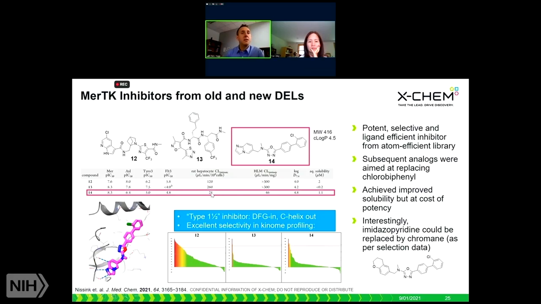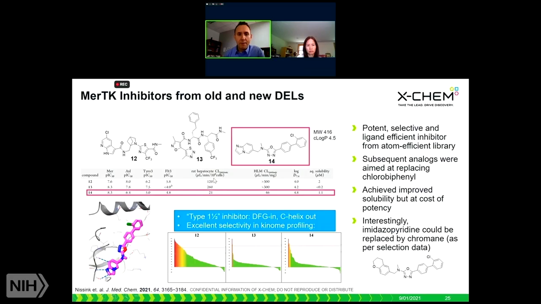So they really focused in on this series as one of their main series to focus their MedChem campaign on. They did crystal structures with all of these. Compound 12 was a classic type 1 inhibitor, maybe not a surprise with the azo-indole moiety here. Compound 13 was a type 2 inhibitor. DFG was out in that crystal structure. And compound 14 was a type 1.5. So the DFG loop was in, the C helix was out.